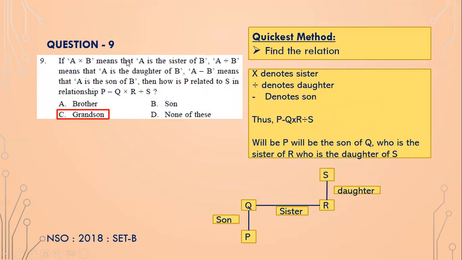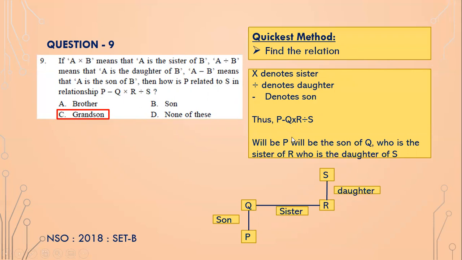If A into B means A is the sister of B, A divided by B means that A is the daughter of B, A minus B means A is the son of B, then how is P related to S in the relationship P minus Q into R divided by S? So find the relationship. Multiplication denotes sister, divide denotes daughter, and minus denotes son. So P minus Q into R divided by S.